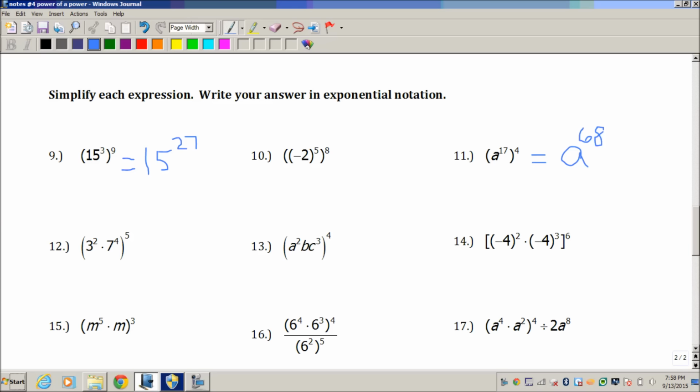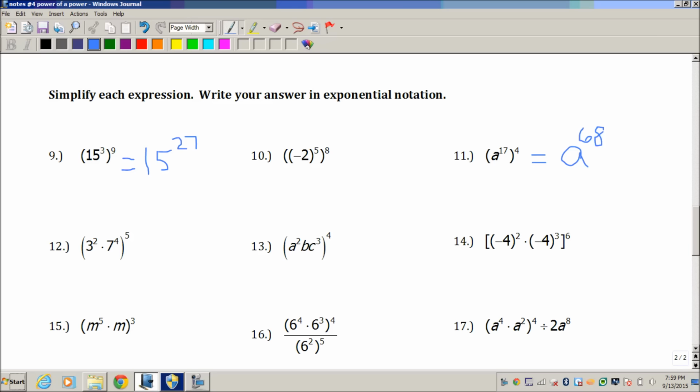Okay, now let's try number 12. In number 12, it's a little bit different because inside the parentheses, we have 3 squared times 7 to the 4th power, and then all of that raised to the 5th power. Now, typically, we have to do what's inside the parentheses first. However, we cannot combine 3 squared times 7 to the 4th because they do not have like bases. One has a base of 3, the other has a base of 7. But what we can do is raise everything to the 5th power.